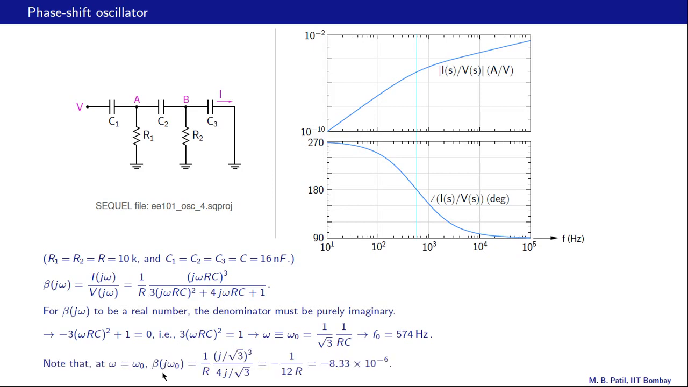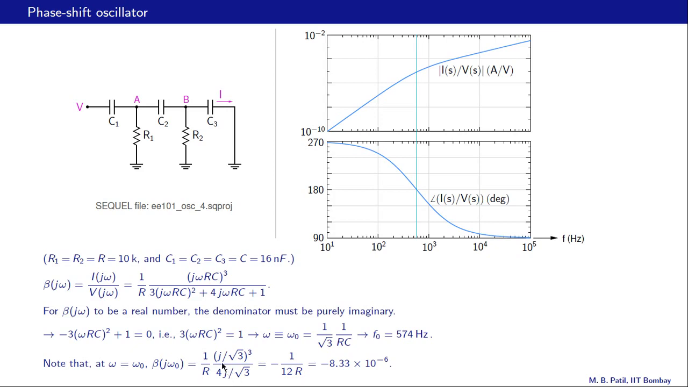So beta at omega 0 is 1 over R, that term as it is, times j by square root 3 cubed, and this is coming from j omega RC. Omega RC is 1 by square root 3, so that is that. And in the denominator we have 4j times omega RC, and omega RC again is 1 over square root 3, so that is what we get.